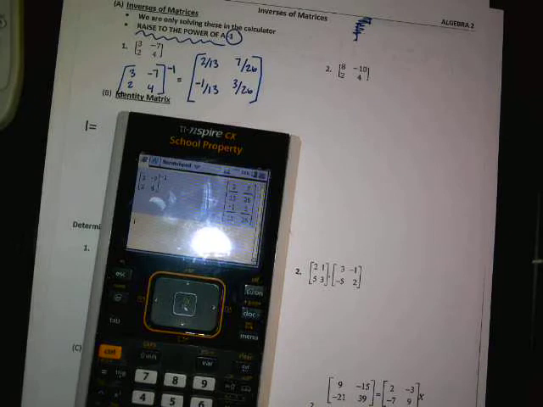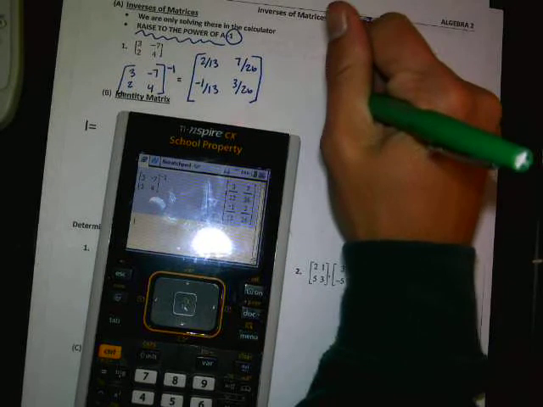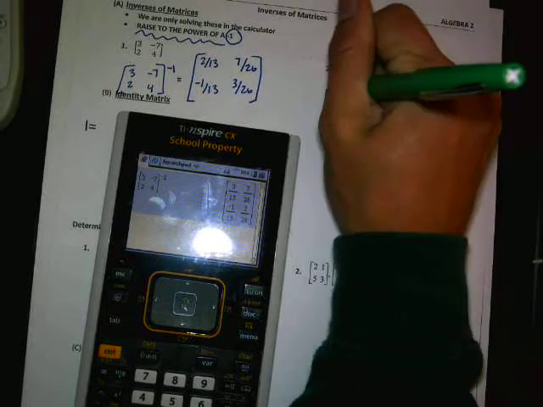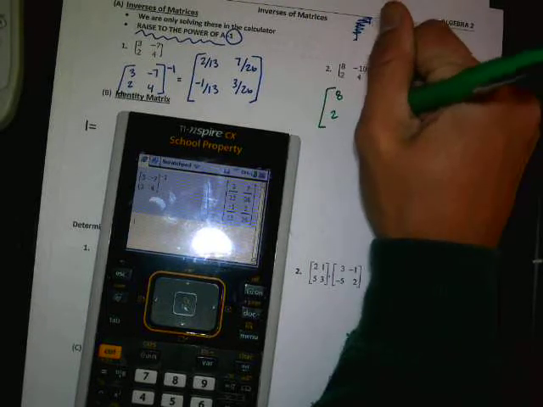All right, let's try number 2. So number 2, same thing. I want to raise it to a -1 because I want to find the inverse. So you're going to do 8, 2, 4, -10.